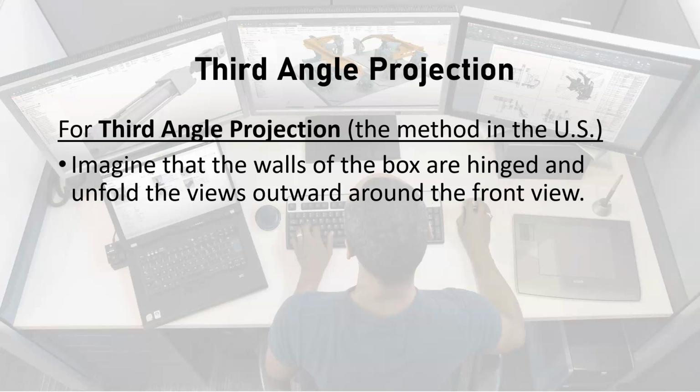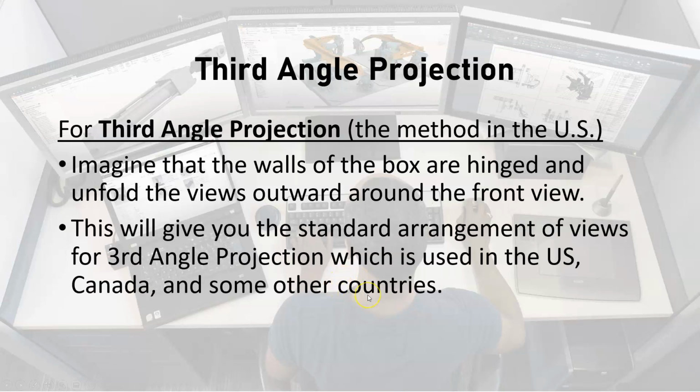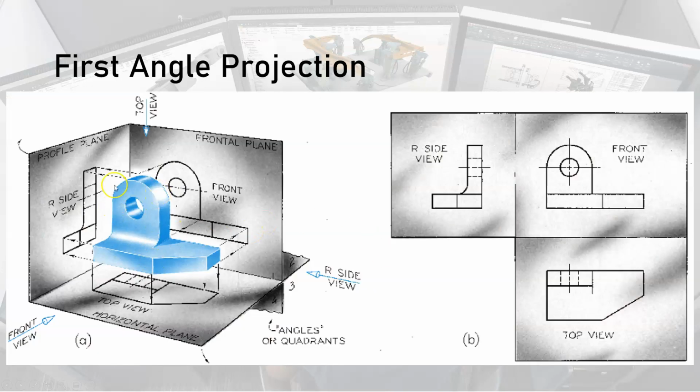around the front view. All right, so the object is placed inside the glass box and the walls of the glass box unfold around the front view. Okay, so this gives us our standard third angle projection. Here we can see that this is the first angle projection.